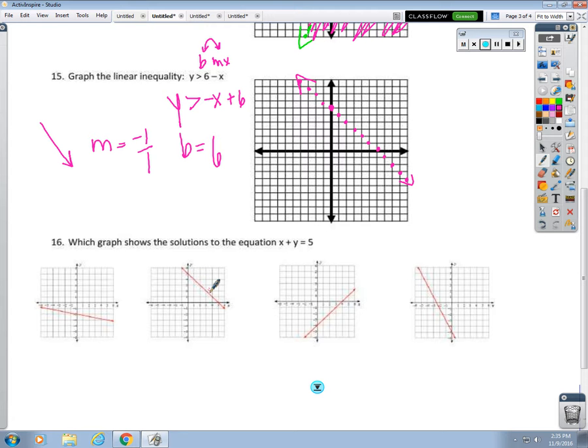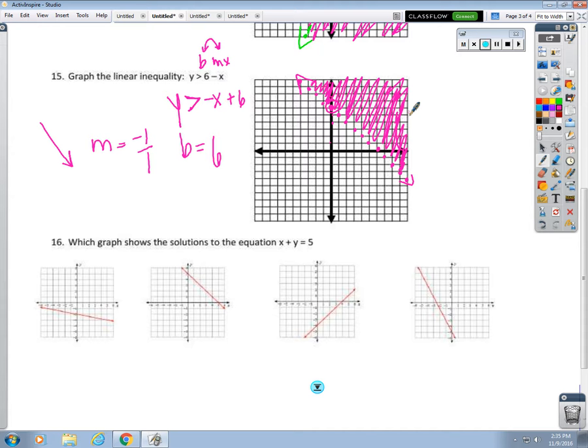Okay, now we got to talk about shading. My y-intercept's up here at 6. So they want me to shade numbers greater than that. So are the numbers like 7, 8, 9, 10 greater, or 5, 4, 3, 2, 1? The numbers greater than 6 are 7, 8, 9, 10. So you shade that side of the line where those numbers are on the y-axis. Does that make sense? Yeah. So for this one, the solutions are in the shaded area, but not on the line because it's dashed.